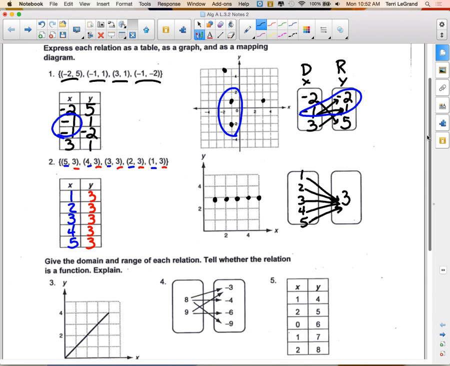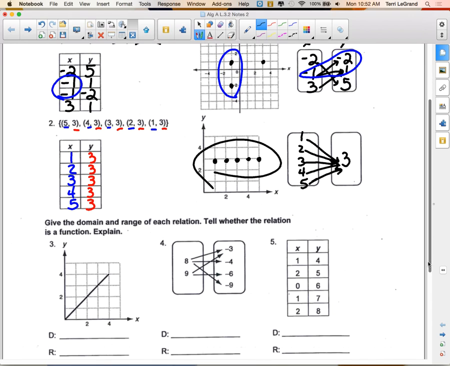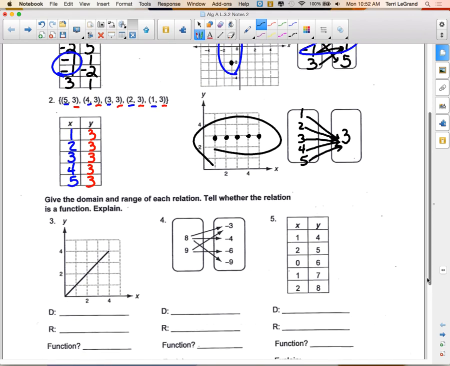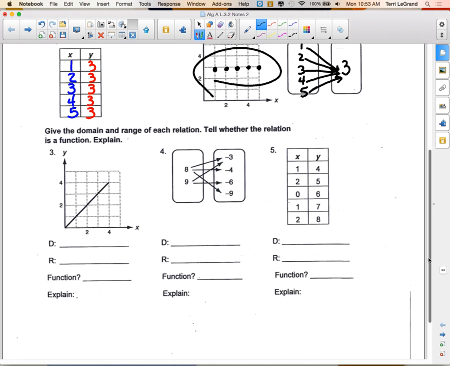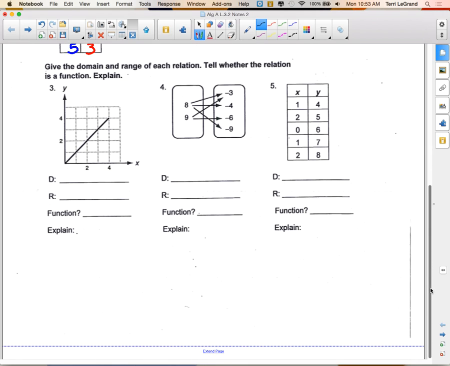And in the graph, we said this is not a function because we had points that are above and below each other. Do we have any points above or below each other in this graph? No, they're all beside each other, aren't they? So this one is a function, isn't it? We would say this one is a function. Each x value has only one y value.